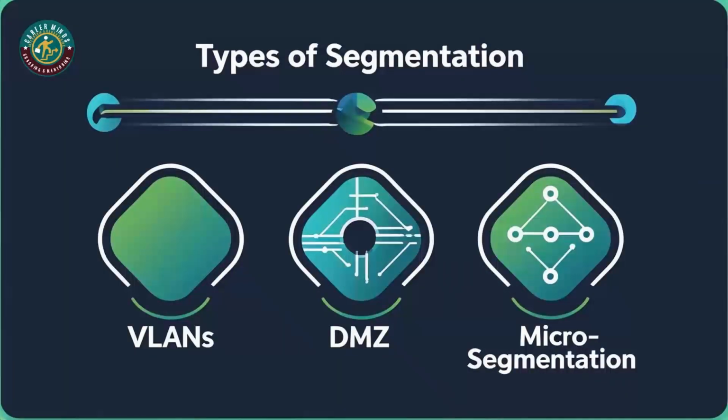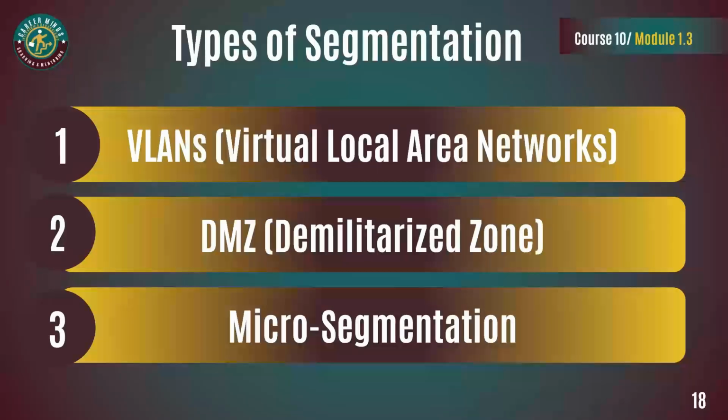The very first one is VLANs, which separate network traffic logically, even within shared infrastructure. And then we have another one, which is the DMZ. This is like a semi-public zone where public services like web servers sit safely away from your internal network. It's actually called the demilitarized zone. And then we have microsegmentation, where you isolate workloads down to individual applications or containers.